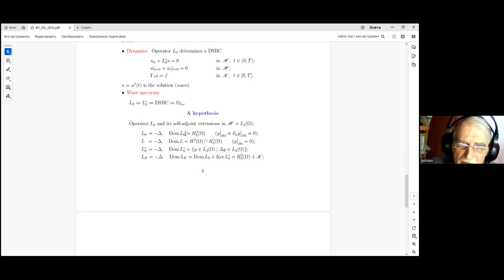It is defined on the Sobolev space and has zero traces of functions and normal derivatives as usual. L is its extension by Friedrichs, which is a self-adjoint operator defined on this domain with Dirichlet boundary condition. L0* is the so-called maximal Laplacian, which is adjoint to the minimal Laplacian L0. It is defined on this domain.